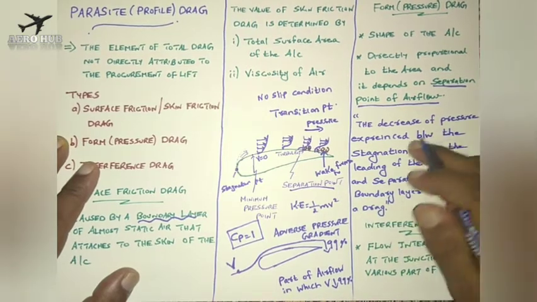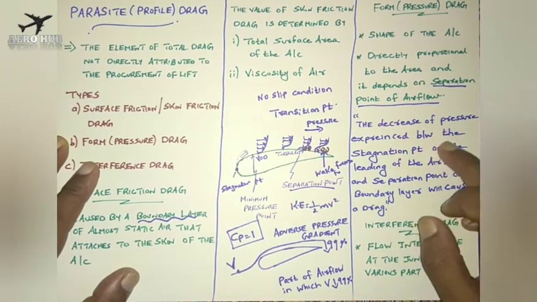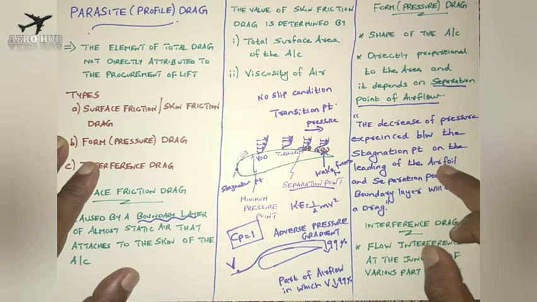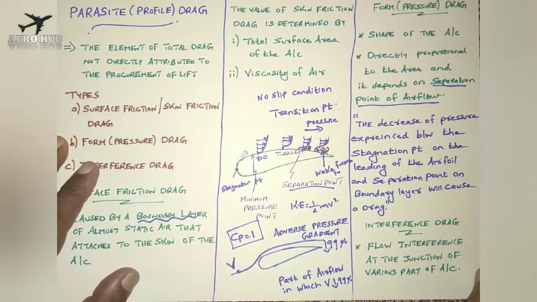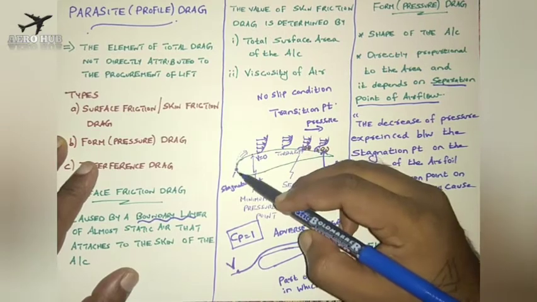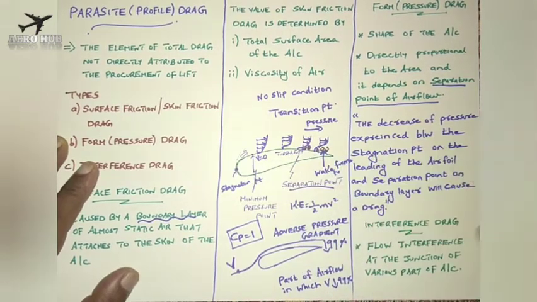Okay, so there will be decreasing pressure experienced between the stagnation point on the leading edge of the airfoil and the separation point on the boundary layer, and this causes a drag called the pressure drag. There will be a pressure acting on the stagnation point and a pressure on the separation point, and the difference in pressure between the stagnation point and the separation point is called pressure drag.